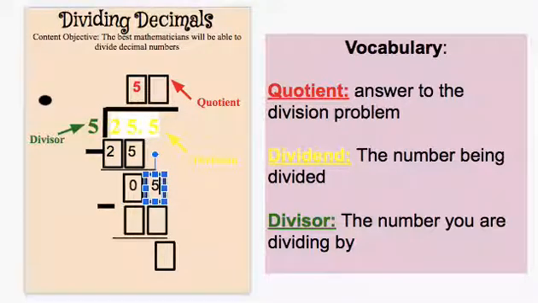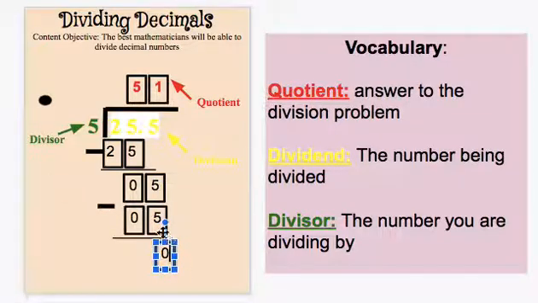Now I have 5. If I have 5 of an object, how many groups of 5 can I make? Well, I know that 5 times 1 is equal to 5. So I'm going to place my 1 here in the quotient and then subtract 5. I know that 5 minus 5 is 0.